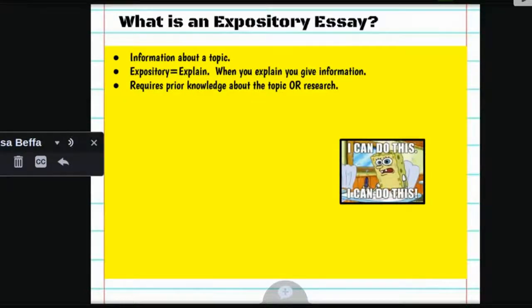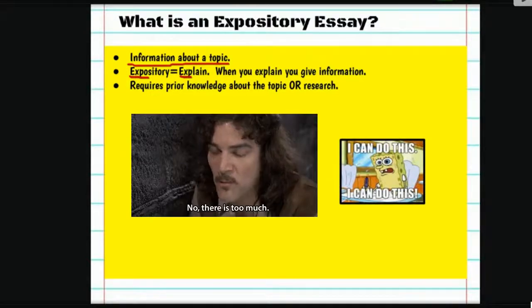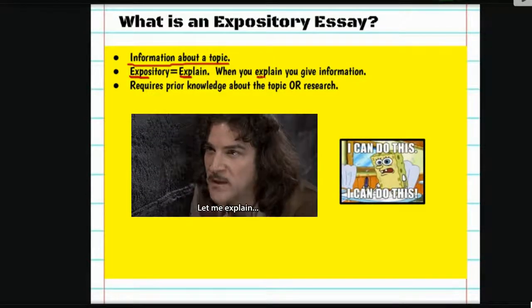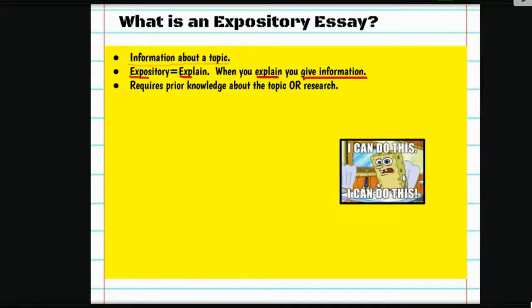Okay, as mentioned on the previous slide, we're still talking about expository essays, and we're going to talk a little bit about what an expository essay is. Well, as mentioned before, it is giving information about a topic. One way you can help yourself to remember this is that expository and explain start with the same letters. And when you explain something, you're basically giving information. So that's what an expository essay is.